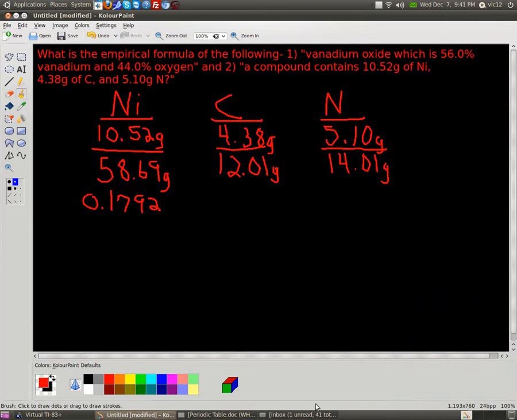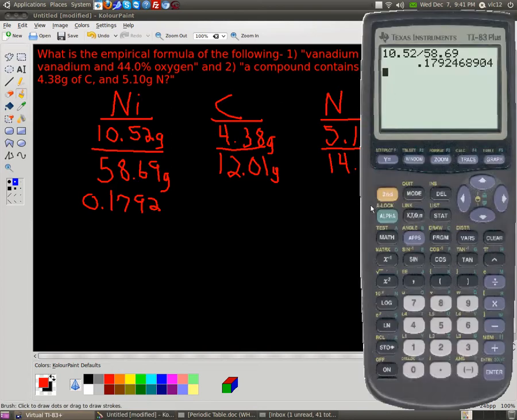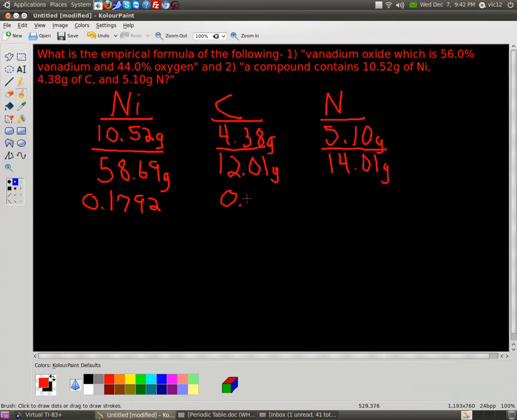Okay. Now let's do the carbon. That's 4.38 divided by 12.01. On this problem, I only have 3 sig figs because of the 4.38. So I'm going to write down 0.365. Okay, time for nitrogen.